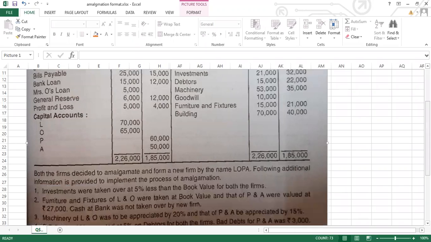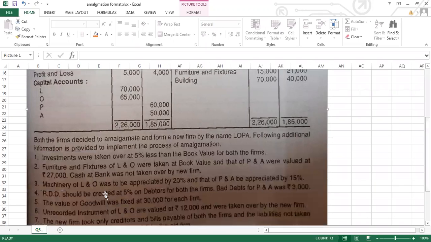Now next, machinery of L and O was to be appreciated. Now what do you mean by word appreciated? The value has increased. ठीक है, appreciated means the value of increase. So you have to increase the value of machinery by 20% for L and O, and for P and A you will appreciate by 15%. Again I am repeating, appreciation means increase in the value of the assets. Assets की value बढ़ गई तो 20% का जो amount तुम लोगों को मिलेगा, that you will add up in this machinery का amount. Okay, and net amount you will be writing down in the purchase consideration.